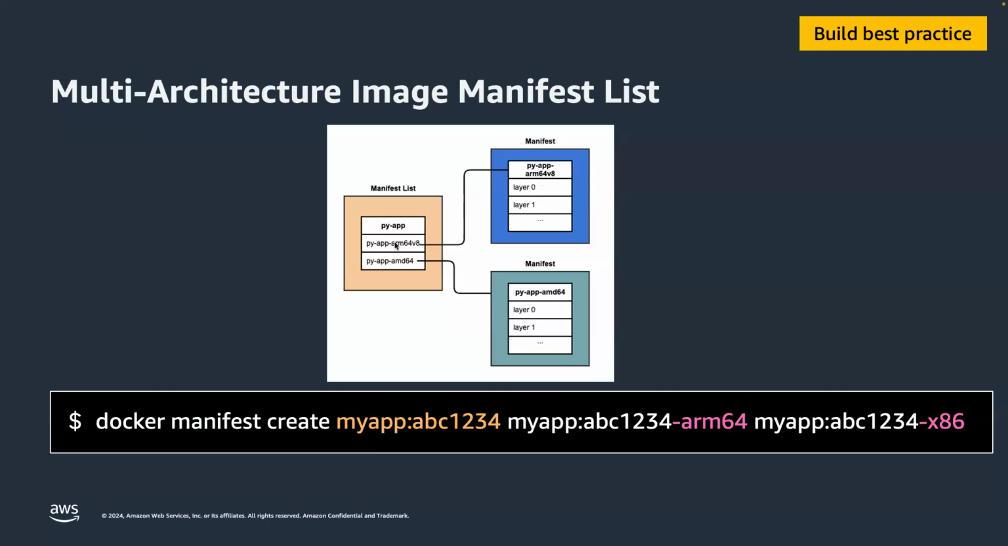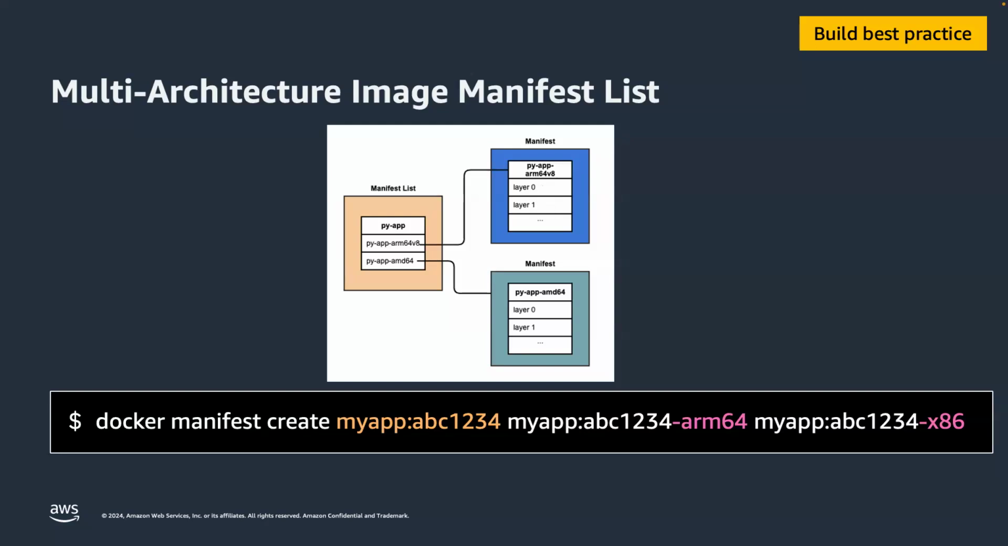And then in addition, we create a metadata file in JSON format. We call this JSON file the manifest list. This manifest list actually references two images. You reference the ARM image, and you also reference the x86 image.